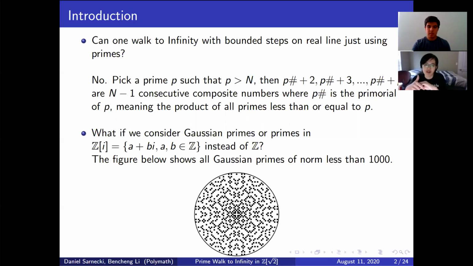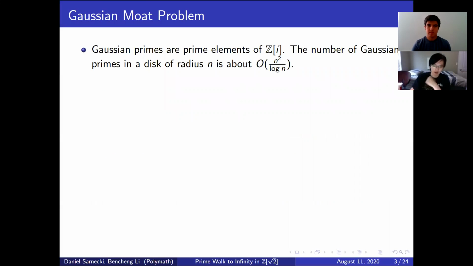We can see that the primes in the graph have an eightfold symmetry, right? And they all tend to cluster near the origin. This is actually a very famous and unsolved problem called the Gaussian moat problem. The Gaussian primes are, as we defined before, prime elements of Z[i], and the number of Gaussian primes in a disk of radius n has the order n squared over natural log n.